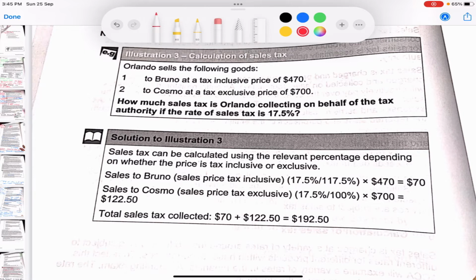So what is it when it is inclusive and what is it when it is exclusive? You know the formula. So Bruno at a rate of tax inclusive. Because it is tax inclusive, which means the gross value is given. So value into rate upon 100 plus rate. So what is the value? Value into rate upon 100 plus rate, 117.5.